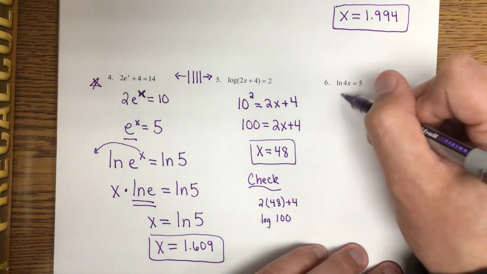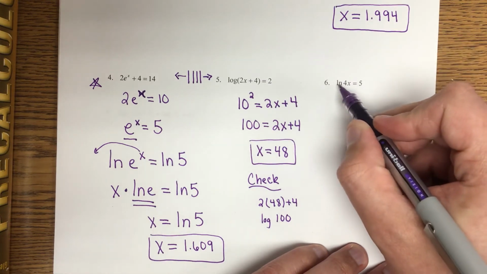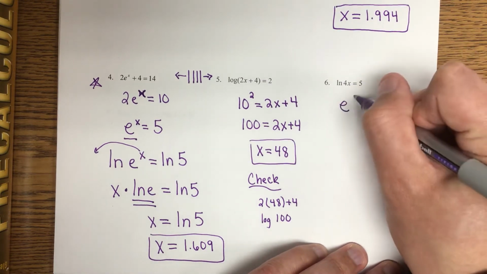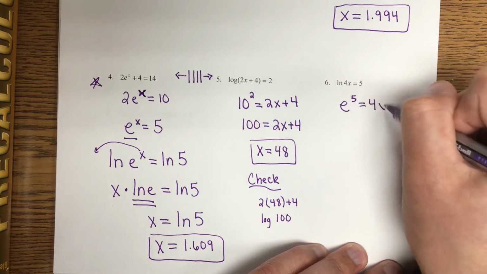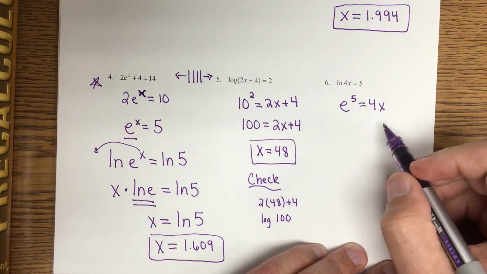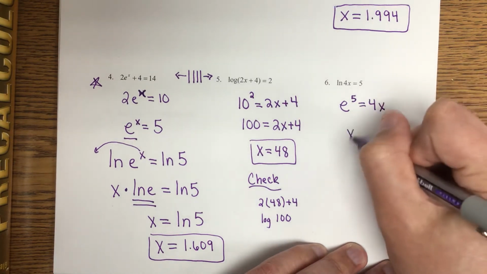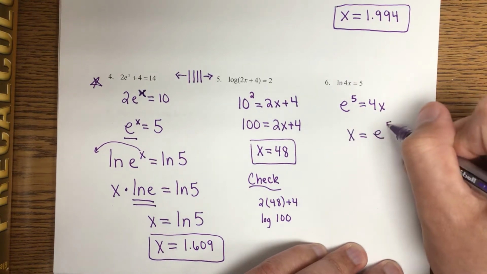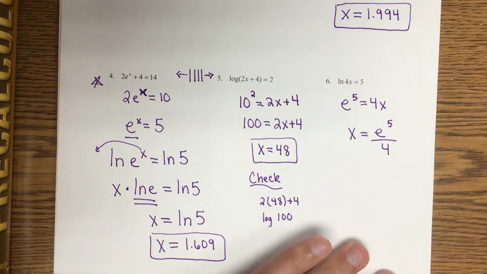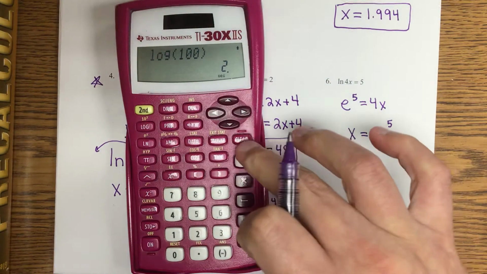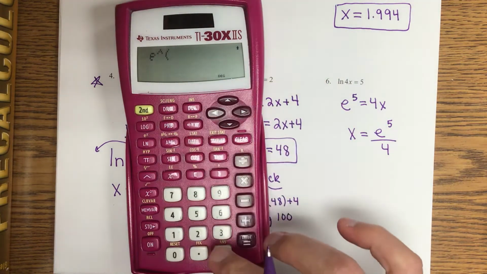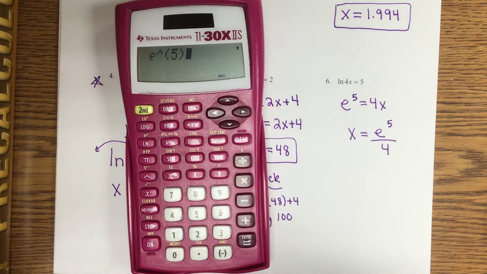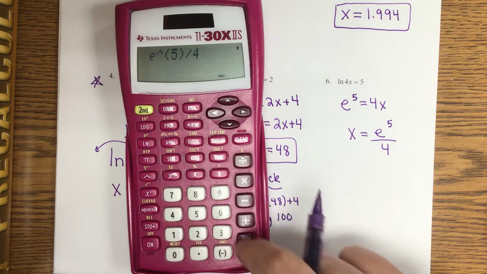So to convert number 6, ask yourself, what's the base on the natural log? Raise that to the 5th, set that equal to 4x. The only thing to do to get x by itself is divide by 4. So this is e to the 5th divided by 4. I'm going to type that into my calculator. So that would be second ln of 5. Close that parenthesis. Definitely got to close that. And then divide by 4.